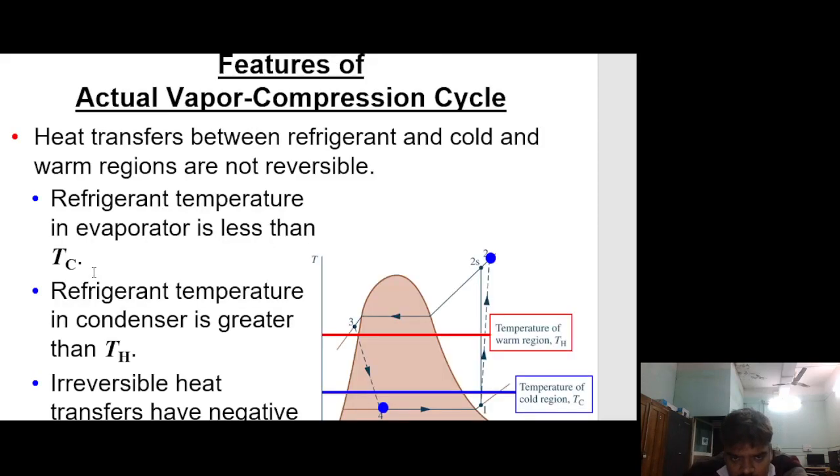Tc and Th respectively. Features of actual vapor compression cycle: heat transfers between refrigerant and cold and warm regions are not reversible. Refrigerant temperature in the evaporator is less than Tc. Refrigerant temperature in the condenser is greater than Th. Irreversible heat transfer has a negative effect on performance. Temperature of cold region, temperature of warm region. In the T-s diagram, you can see the vapor dome, where liquid gets converted into vapor by supplying latent heat of vaporization.